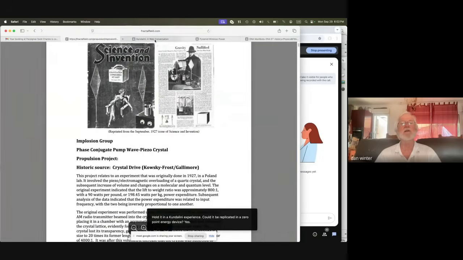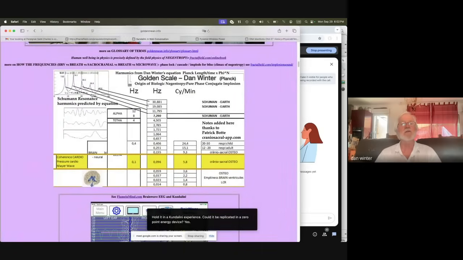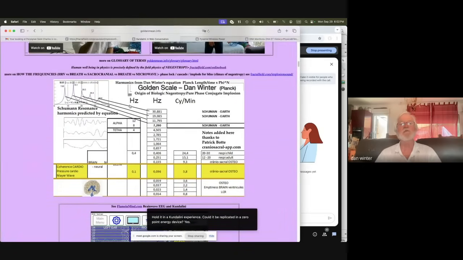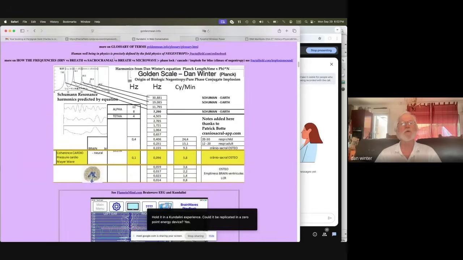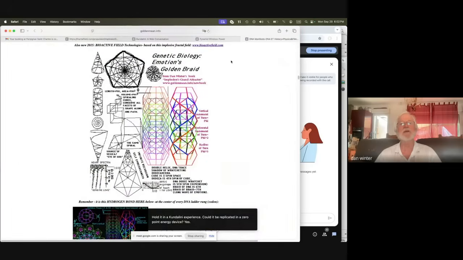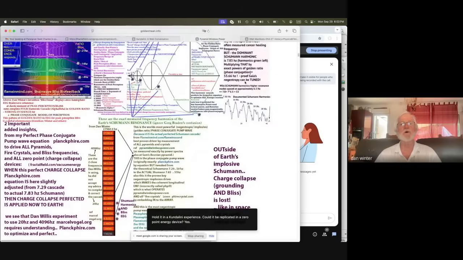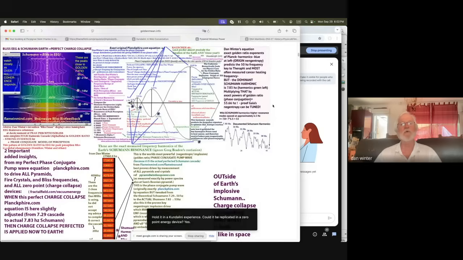In fact, that slide is right here. So here is the Schumann harmonics, and here is the brainwave harmonics of Kundalini. And notice that that's what's called the phase conjugate pump wave. So I'm looking at the websites here, goldenmean.info/Kundalini, and here goldenmean.info/DNA manifesto. And the other place where we talk about the connection then to 0-point energy is at pyramidwirelesspower.com. And this is where we'll start. So here is the Schumann cascade, 3 hertz, 7.83, 14.3, and 20.8. And that's very close to golden ratio Schumann phase conjugate pump wave caduceus based on the 7.83 Schumann.